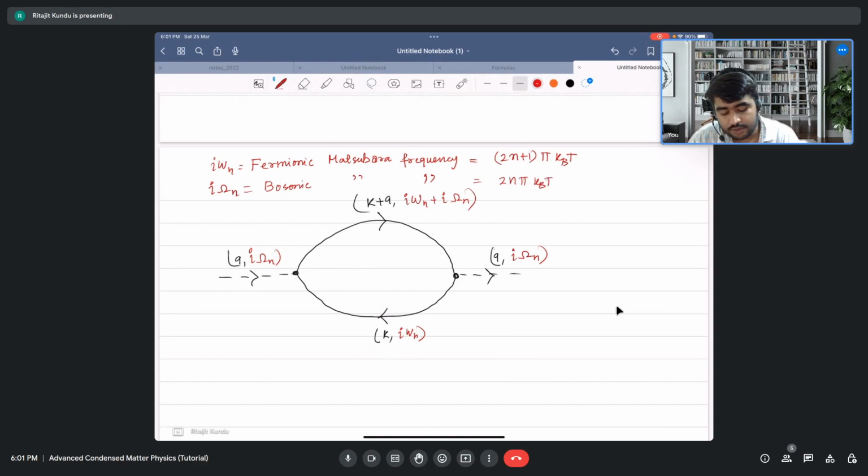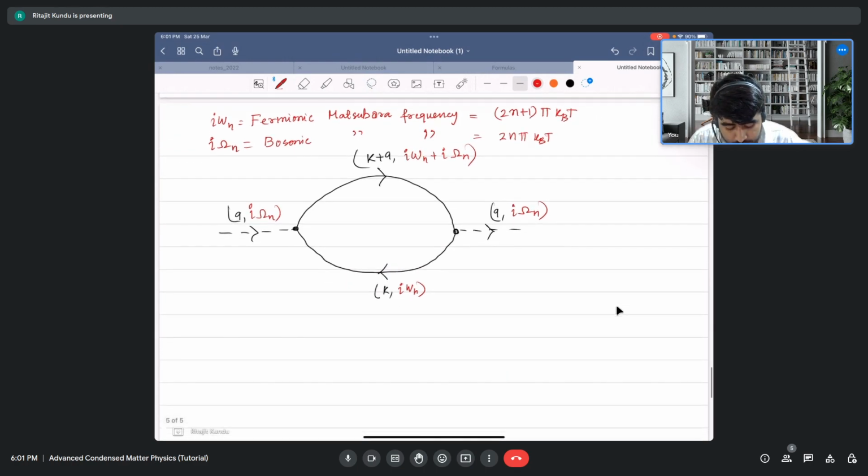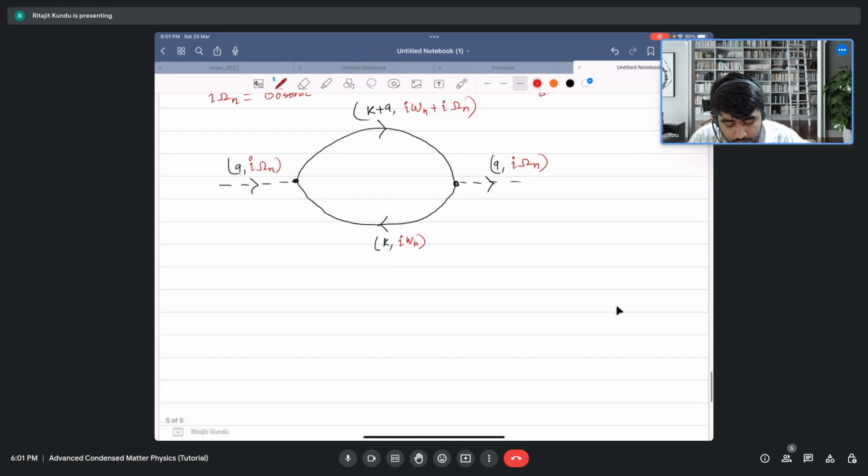Okay. So yeah, something like that. Okay. So now we are at a position to calculate this operator, I mean this Feynman diagram. So let us do that one by one.